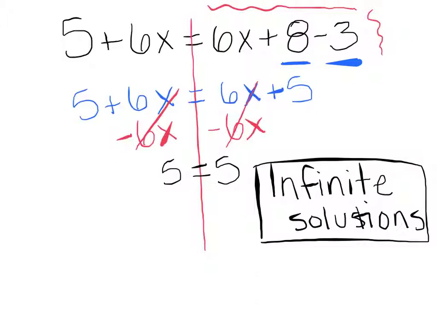So, now you have seen both special cases. Let's take a minute to review our special cases. Now remember, these are special cases, they don't happen very often. The first was when we ended up with a number like negative 2 equal the number like 7. And this was something that never happens. Never does negative 2 equal 7. So in this case, we would say our final answer was no solution.